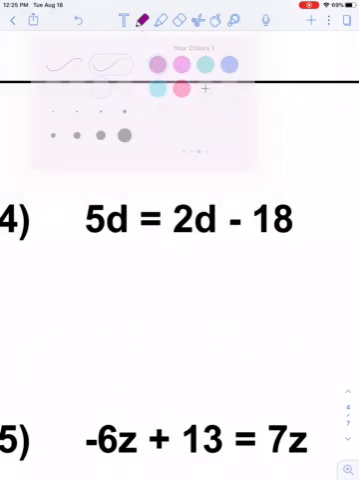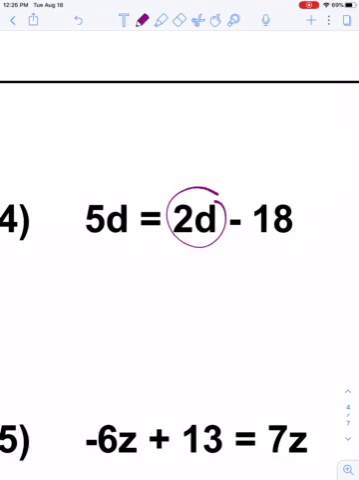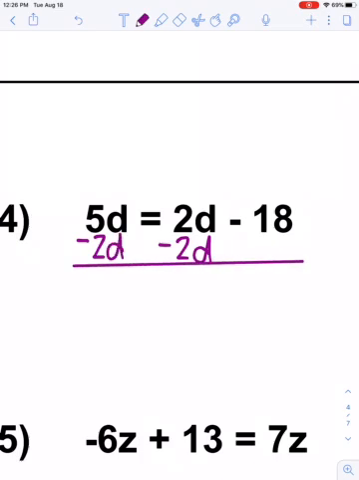All right, couple more. Number 4. There are no parentheses, so you don't have to worry about that. We just have variables in multiple places, so we're going to go ahead and put those together. I'm going to move the 2. Be careful, the 2 itself is positive, so to move it, you have to subtract it. And then 5D minus 2D is 3D.